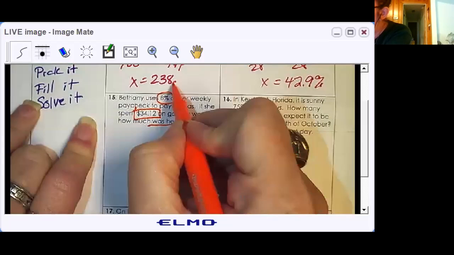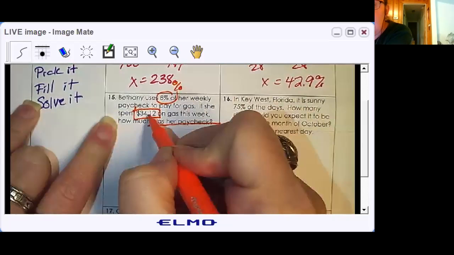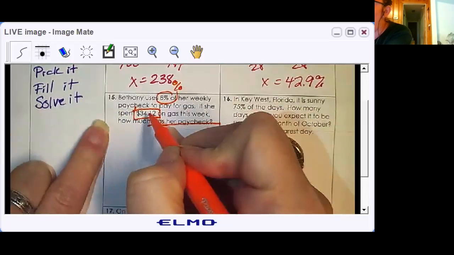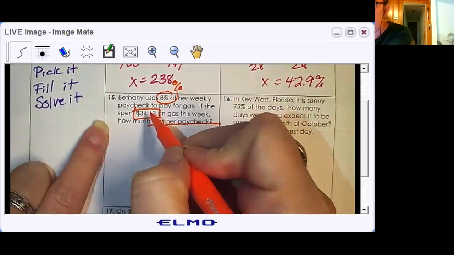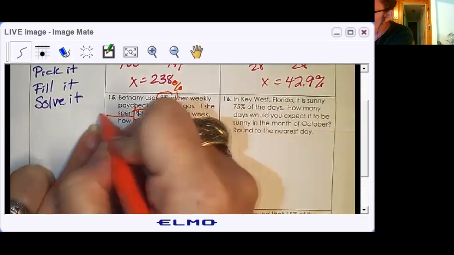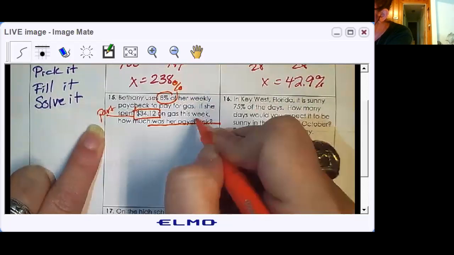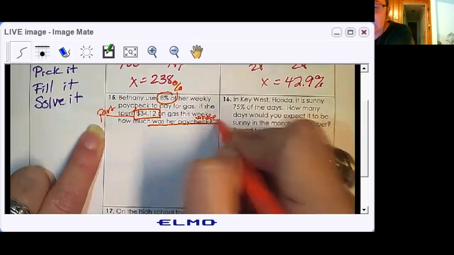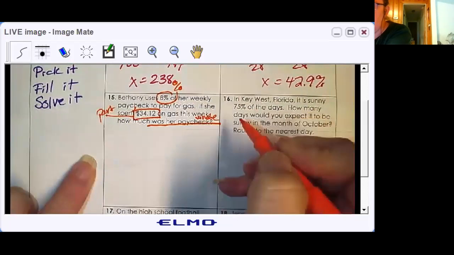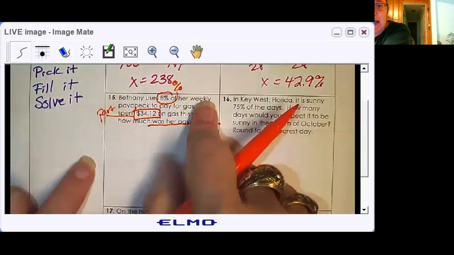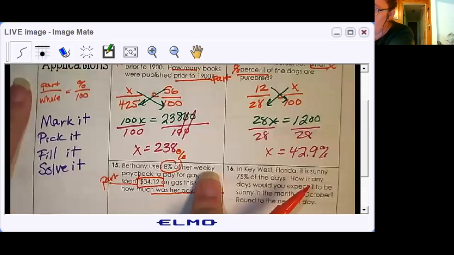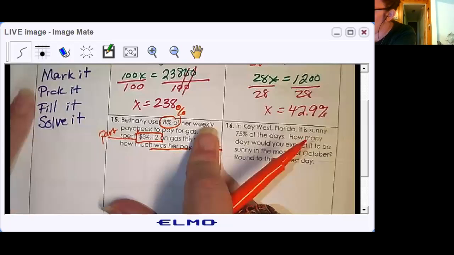So I have my percent. I have her gas. Is that her whole paycheck or part of her paycheck? It's part of her paycheck. So there's my part. And then her whole paycheck, there's my whole. So I have marked my key information. I have picked my formula. Now I'm going to fill it in.